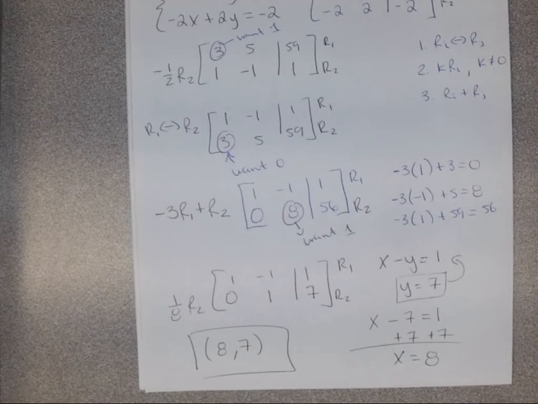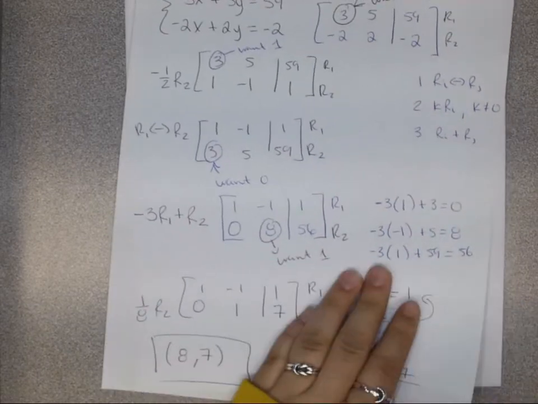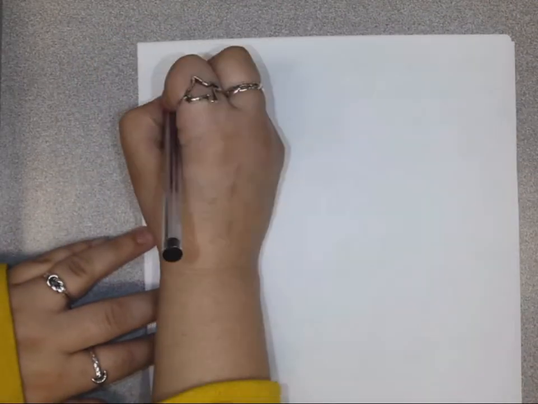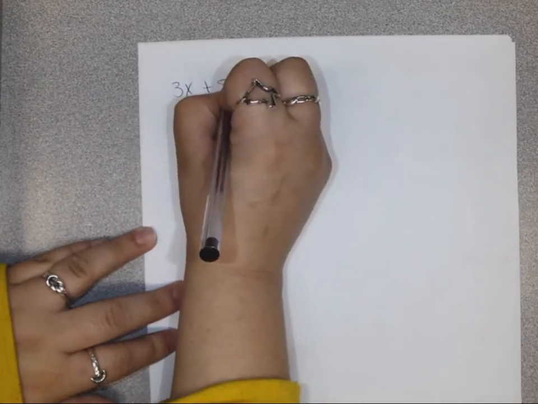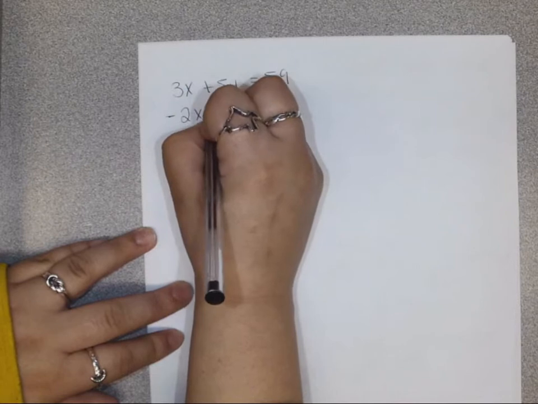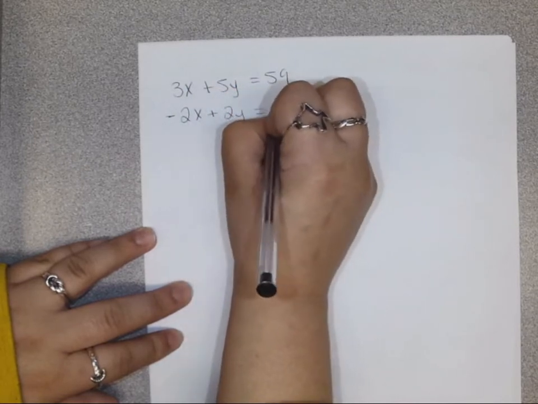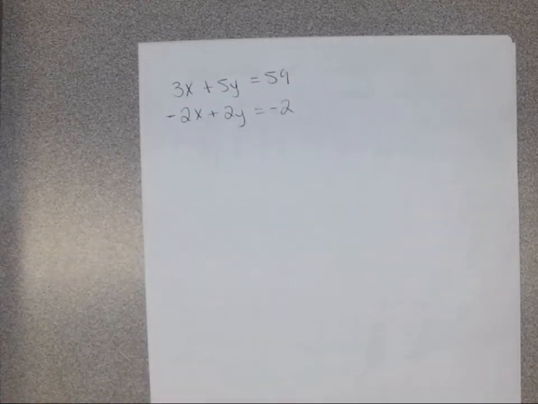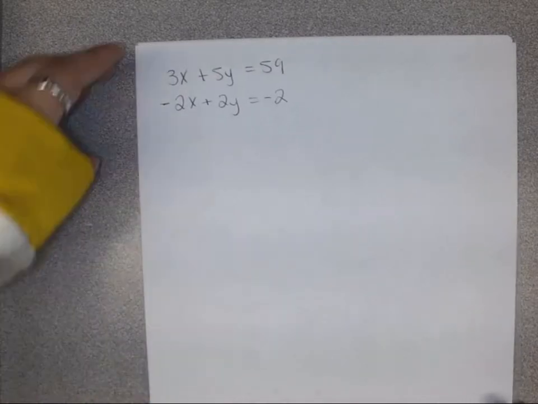Make sure you're able to apply matrices. The other one is Cramer's rule. So let's take the same system of equations. We're taking 3x plus 5y equals 59, negative 2x plus 2y equals negative 2. And we're still solving for the system, but now we're going to apply a different method. We're going to apply Cramer's rule.